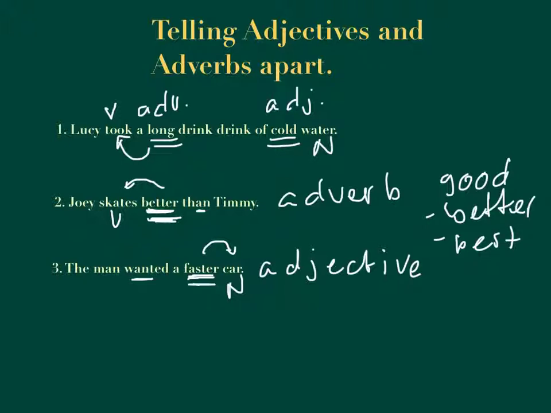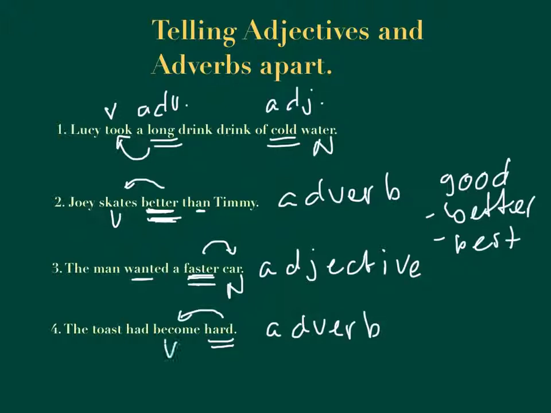Let's do another one. Alright, last sentence, and let's see if we can figure out what hard is doing in this sentence. Unfortunately, this is what happens when you leave toast out on the counter for too long. Alright, good. If you identified hard as an adverb, then you are correct. And the reason why is because hard is modifying become, which is a verb. And again, that's what adverbs do. They modify verbs.